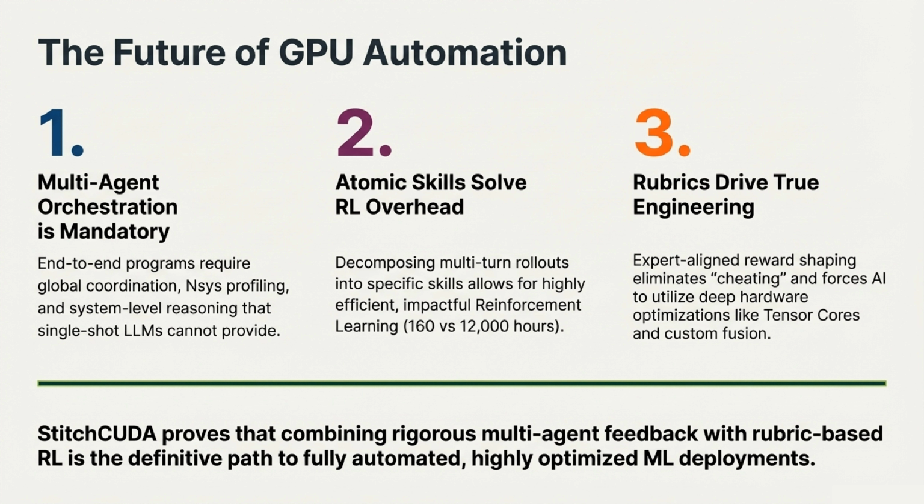StitchCUDA proves that combining rigorous multi-agent feedback with rubric-based RL is the definitive path to fully automated, highly optimized ML deployments.